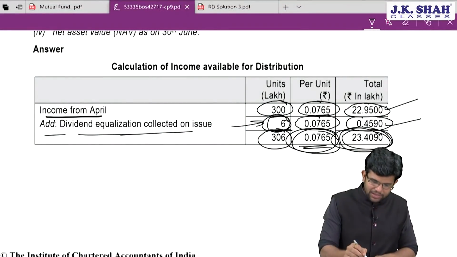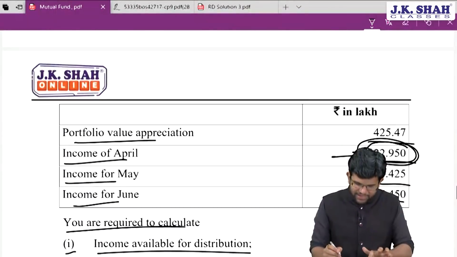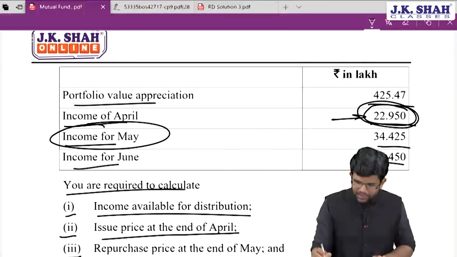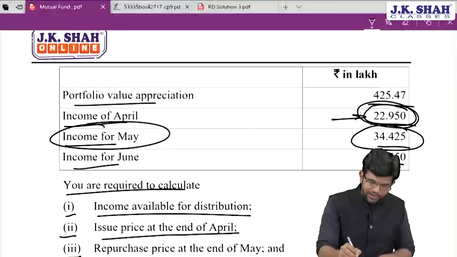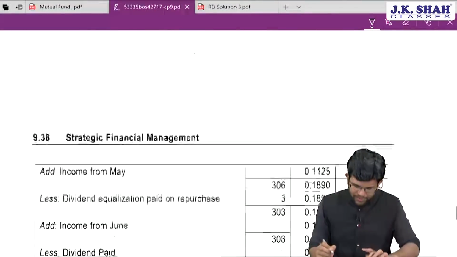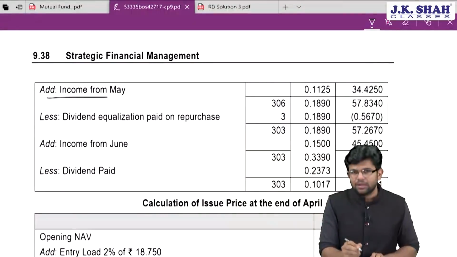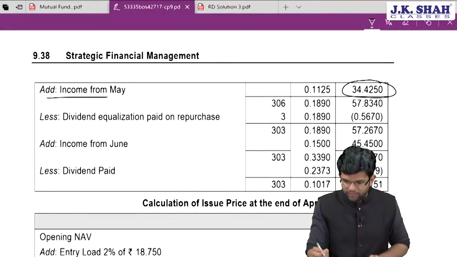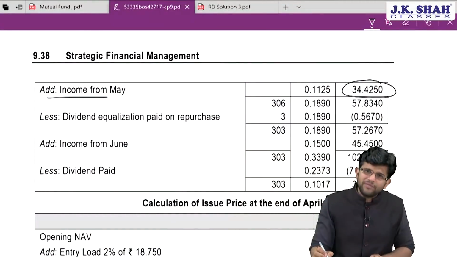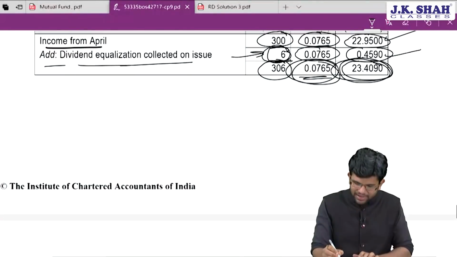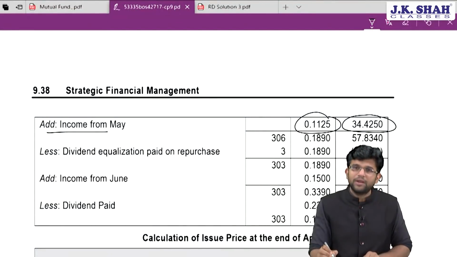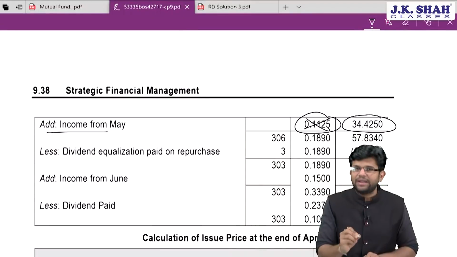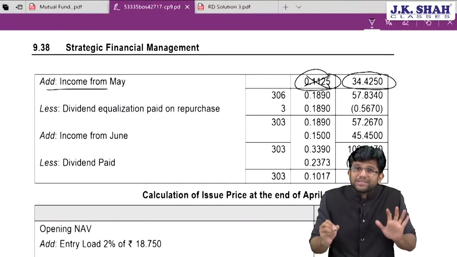Students, April is done. Let's now move to May. They are saying in the month of May, children, 34.425 income the mutual fund will be earning. So let's now go to May. They are saying add income from May, 34.4250. Obviously, if I divide it by 306 existing units, the per unit comes to 0.1125. This is irrelevant data as of now because we need to see the totals.